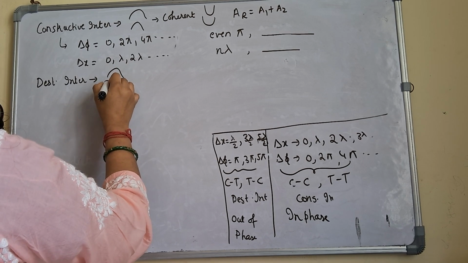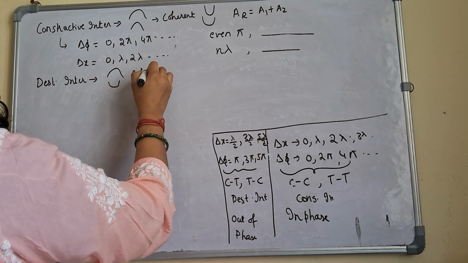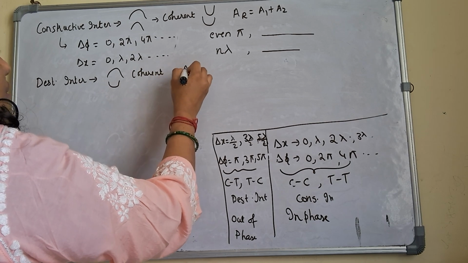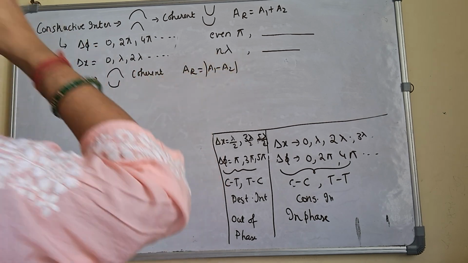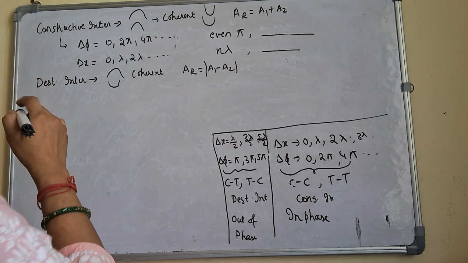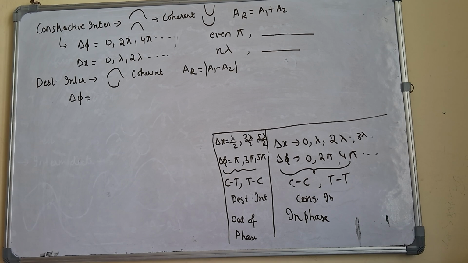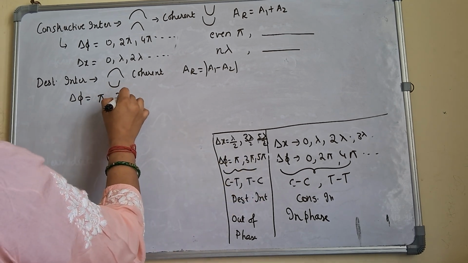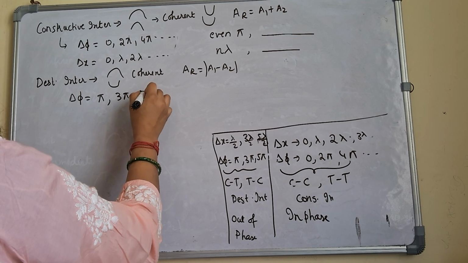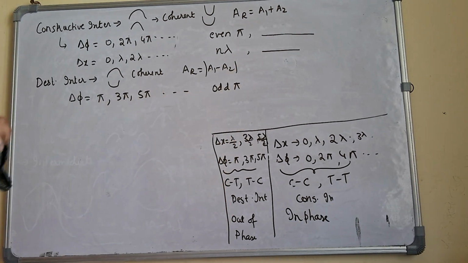Destructive means crest on top of trough. So this is also when the sources are coherent, and the resultant amplitude will be |A1 minus A2|. I hope this part is clear. So what will be the phase difference now? We have already written it, right? Phase difference is going to be, that's the reason I have written it here, so that I don't have to go back. Isn't it odd pi? 1, 3, 5 and so on.